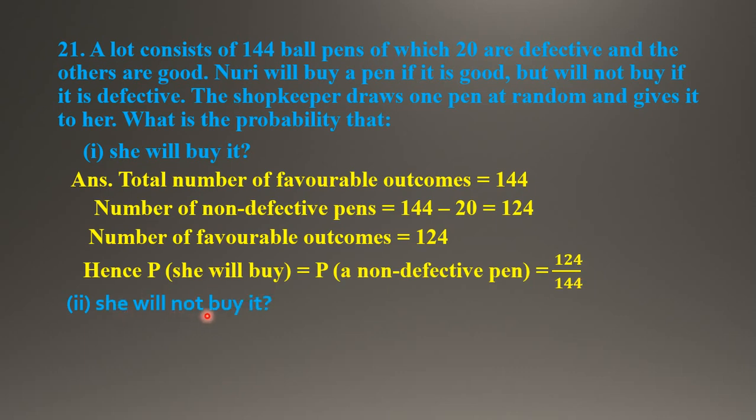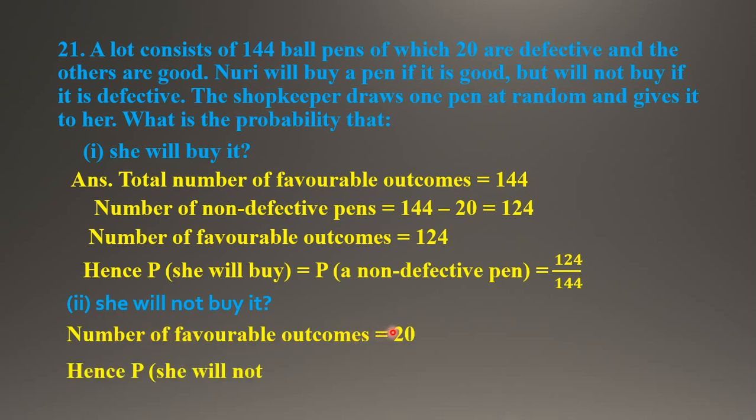She will not buy when she gets a defective pen. Therefore, we have to find the probability of a defective pen. The number of favorable outcomes is 20. How many defective pens? 20. The probability that she will not buy, that means the probability of a defective pen, is 20 upon 144, which is 5 upon 36.